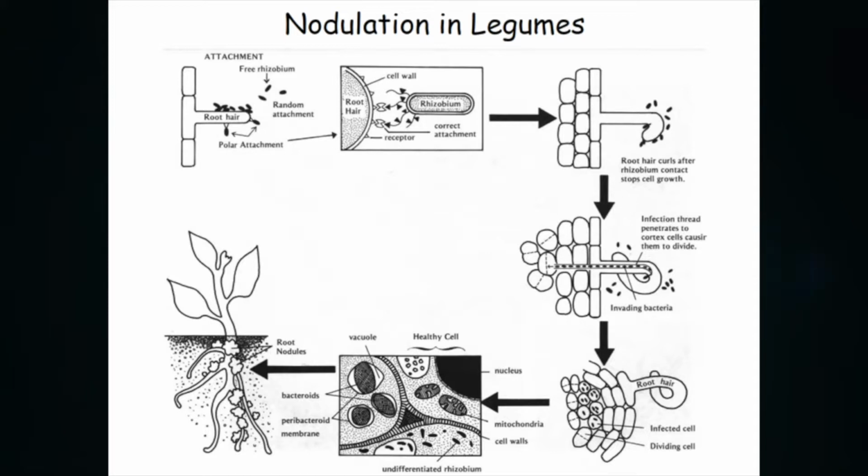Once it goes to the next step over, it actually starts to curl, kind of like a toenail, or it kind of comes around and starts wrapping around, and you have root hair curls after rhizobium contacts and stops cell growth. So the cell itself actually stops growing for a second, and it curls for a period of time, and it curls all the way over, like you see in the next picture.